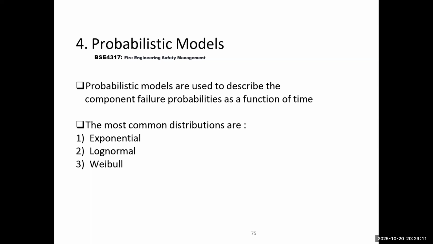Okay, so let's continue our class. In the last class, we talked about failure probability. And in order to model the failure probabilities we have been discussing, we will use some specific probability distributions. So in this class, we will introduce the three most commonly used probability distributions in reliability engineering. The first one is the exponential distribution, then the log-normal distribution, and the Weibull distribution.